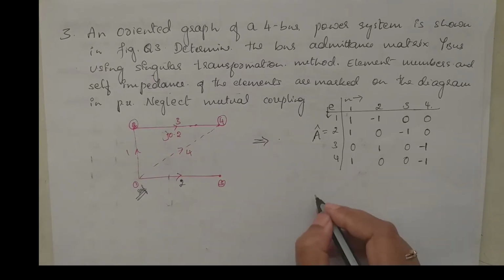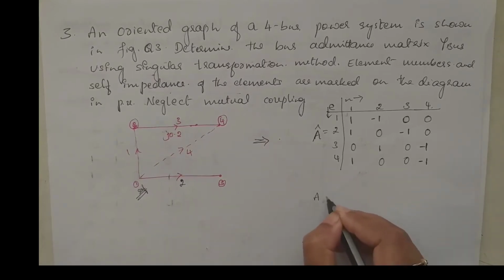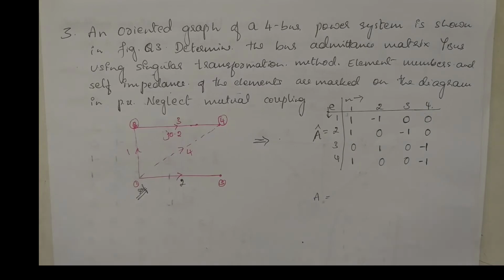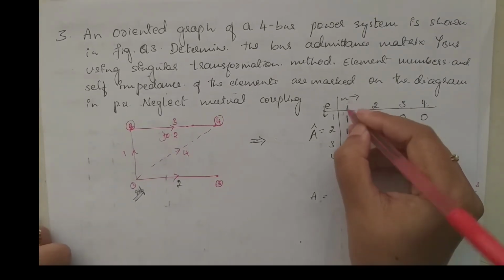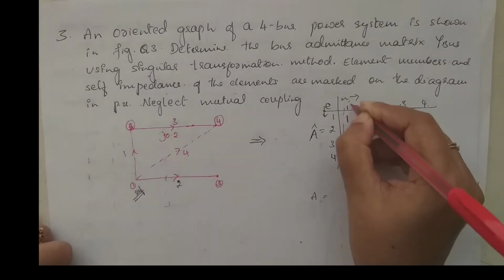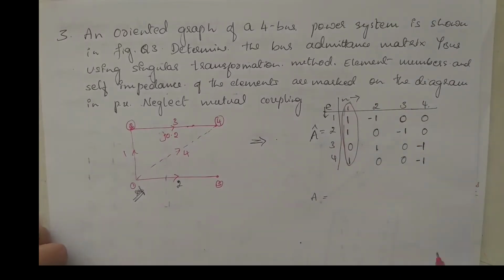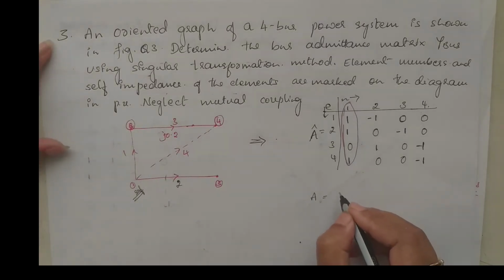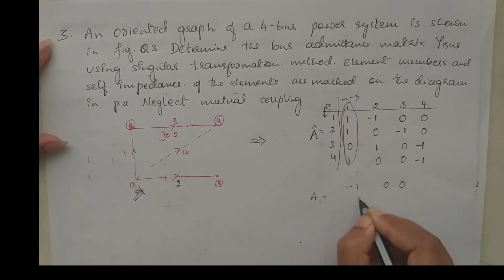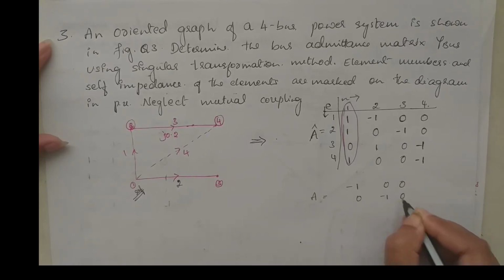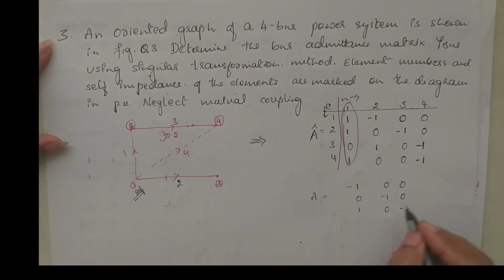Now from A cap we are going to get matrix A. What we do is neglect the column corresponding to the reference node. This is the reference node we have. So, A is equal to -1, 0, 0, 0, -1, 0, 1, 0, -1, 0, 0, -1.